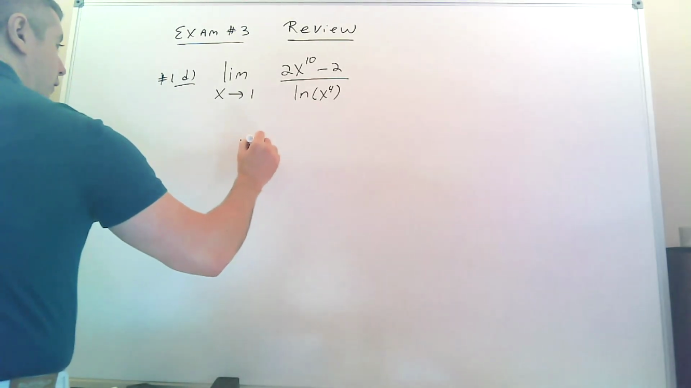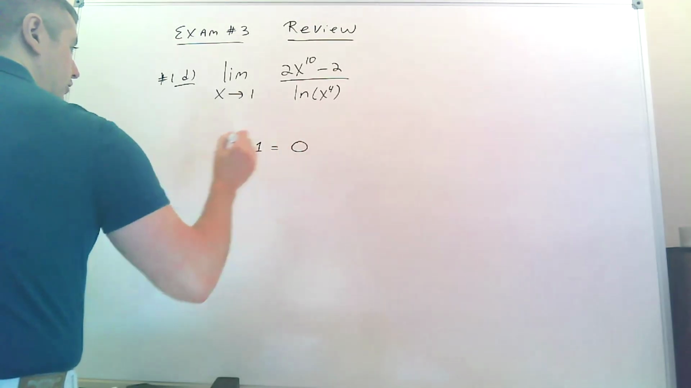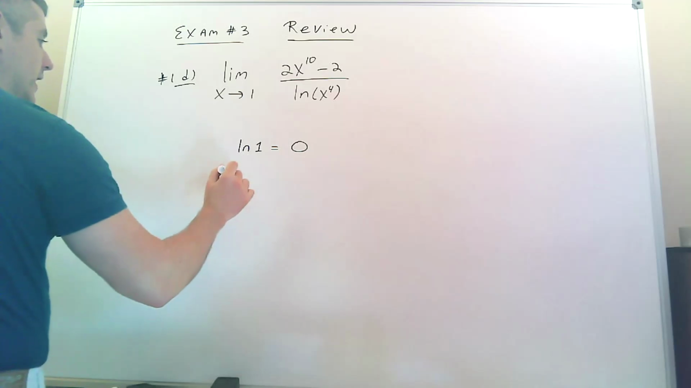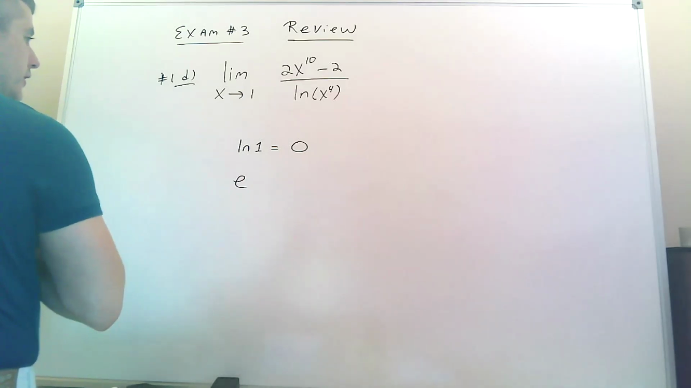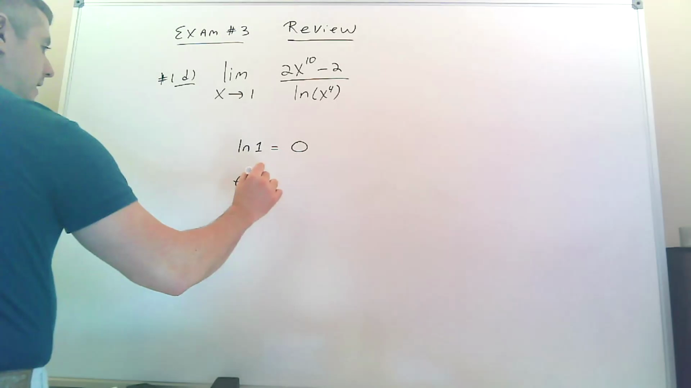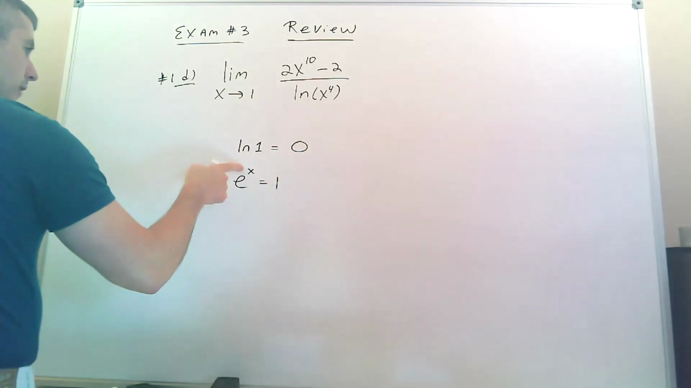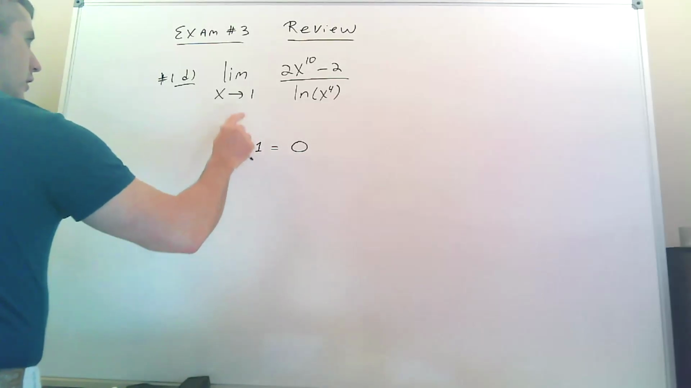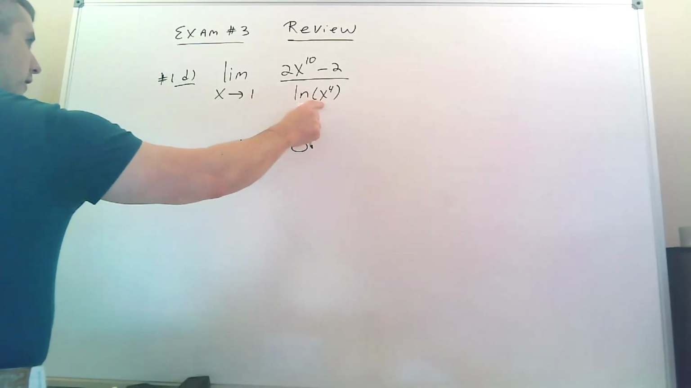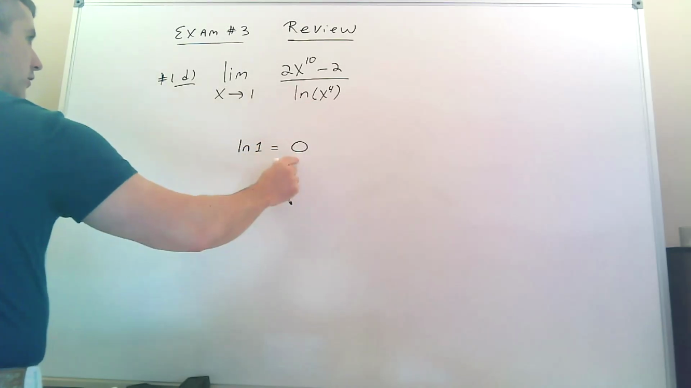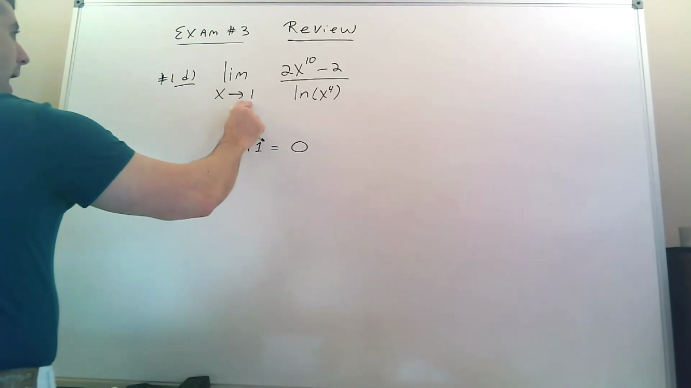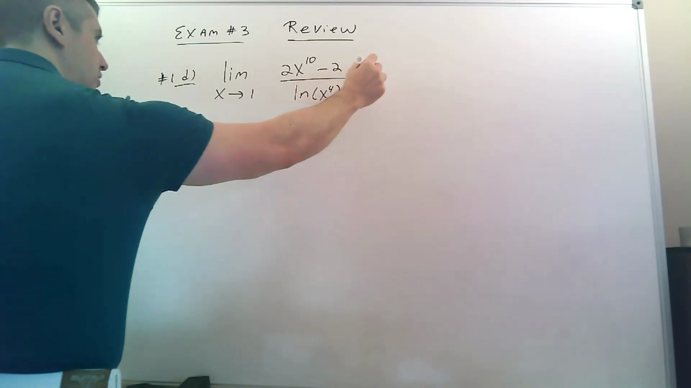Now, one important thing to remember about ln. The natural log of 1 is 0, right? It's the power of e, right? Remember that e and ln are inverses of each other. It's the power of e that gives you 1. That's why it must be 0, right? They're inverses, they're opposites. So ln 1 is 0. So if you put 1 here, you get 1 to the 4th, which is 1. So ln 1 is 0, so you get 0 on the bottom. 1 to the 10th power. I don't care what power you raise 1 to, you get 1. So you have 2 times 1 minus 2, so that's 0 over 0.